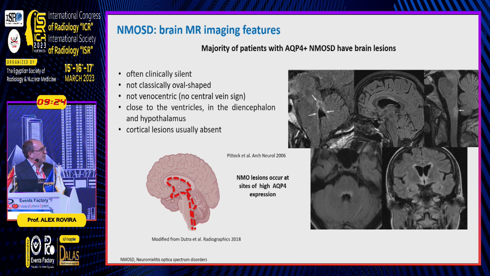In the red line, you can see these are the areas with a higher expression of this aquaporin 4. So you should expect that the lesions are mainly located in these regions. And you can see here, surrounding the fourth ventricle, these linear lesions in the corpus callosum, also in the area postrema, as I showed you before, in the floor of the fourth ventricle, and also in the hypothalamic region. So these are the typical locations for lesions in this condition.